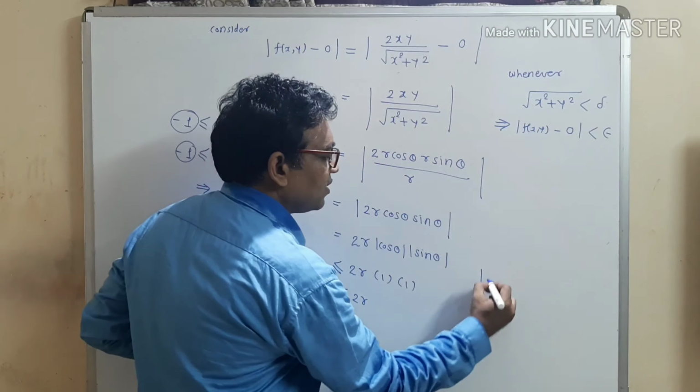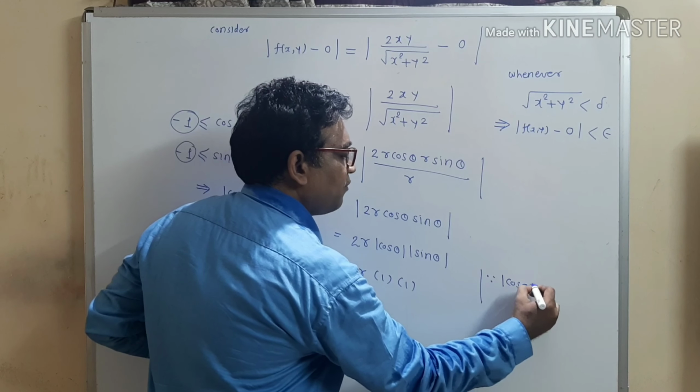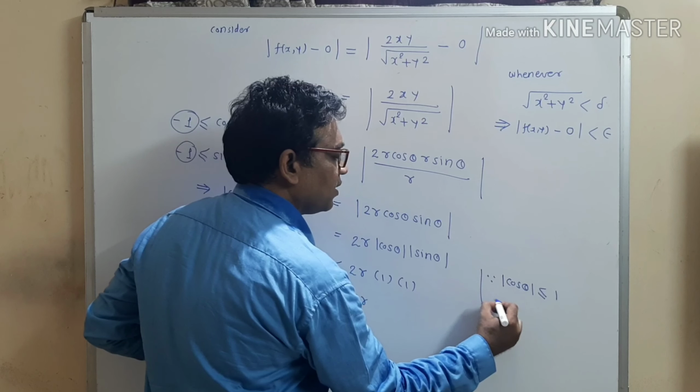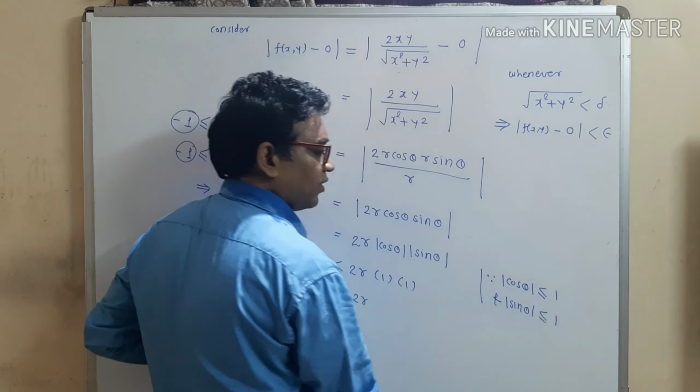So give the reason, because maximum value for cos theta is 1, and this is the second reason, maximum value for sin theta is 1.